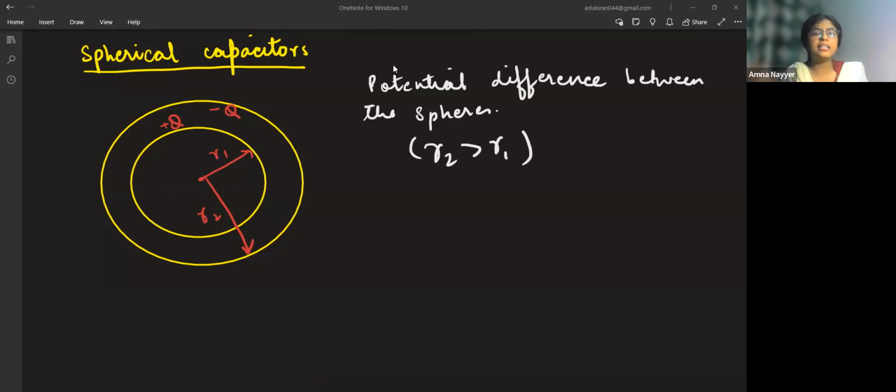Now see, I have taken concentric spheres, right? So potential difference between the spheres, one sphere is R1, another sphere is R2.